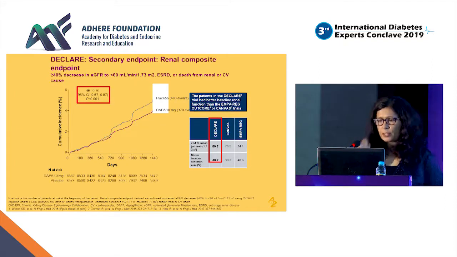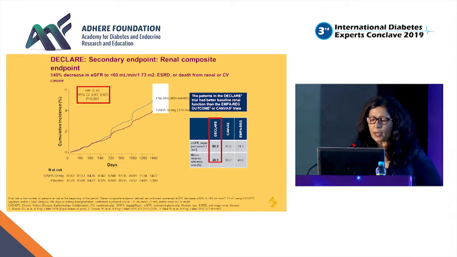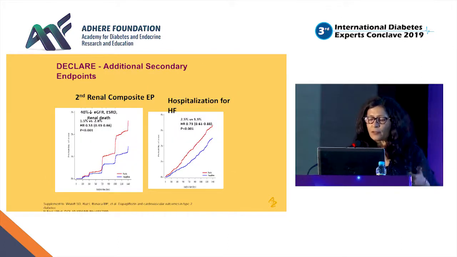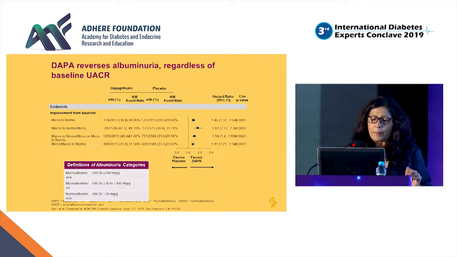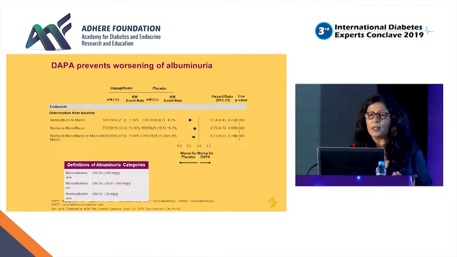So in the DECLARE, if you see the renal composite endpoint, again it was reduced significantly with dapagliflozin. Also, the hospitalization for heart failure in this sick population with the reduced renal function was significantly reduced. You can see here the p-value was significant in the DECLARE. Dapagliflozin, like other SGLT2 inhibitors, reduce albuminuria regardless of the baseline, and also it reverses or it prevents worsening of albuminuria. That was again the renal composite endpoints which were recently published from the DECLARE trial.